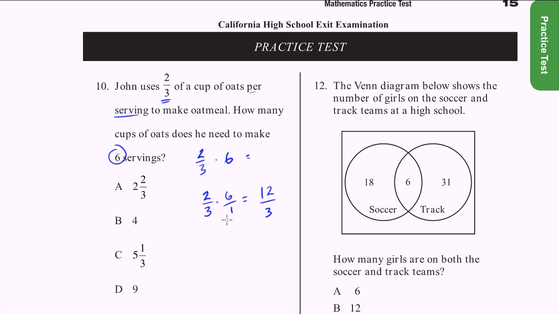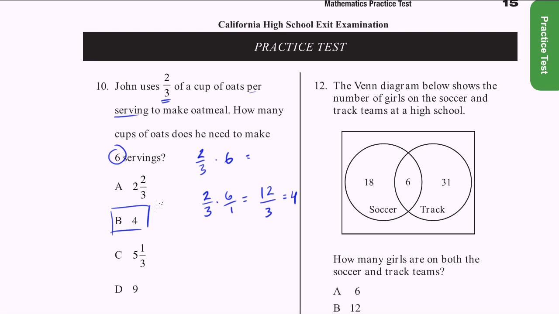Multiplying fractions is far easier than adding or subtracting, because the numerator of the product is just the product of the numerators, and the denominator of the product is just the product of the denominators. 2 times 6 is 12. 3 times 1 is 3. And 12 over 3, that's the same thing as 12 divided by 3, and that just equals 4, which is choice B right there.